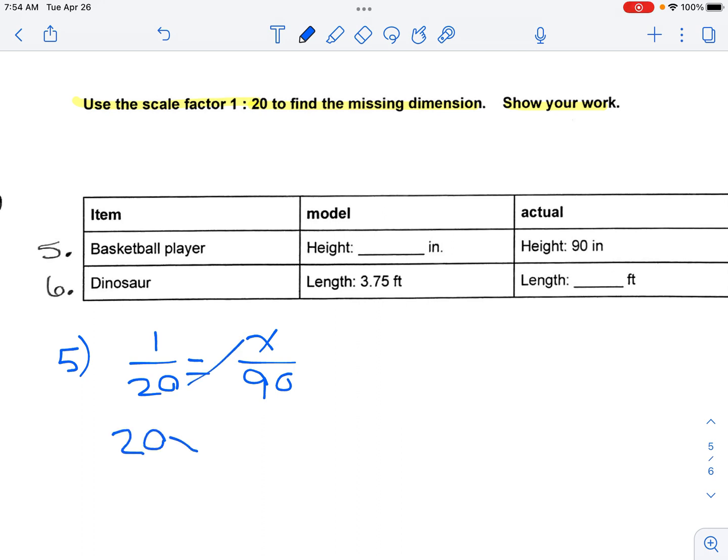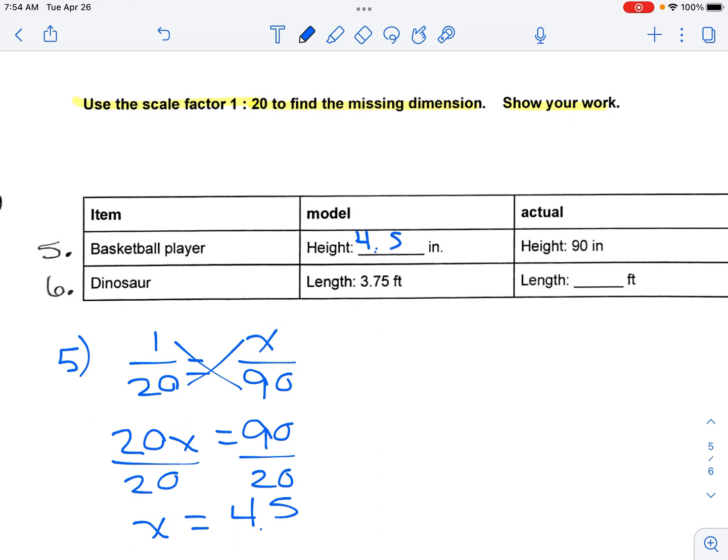Cross products, 20X equals 90. Divide both sides by 20. You can divide on your calculator, and that says 4.5. So the actual basketball player is 90 inches tall, but the model, the little figurine of the basketball player, is only 4.5 inches tall.